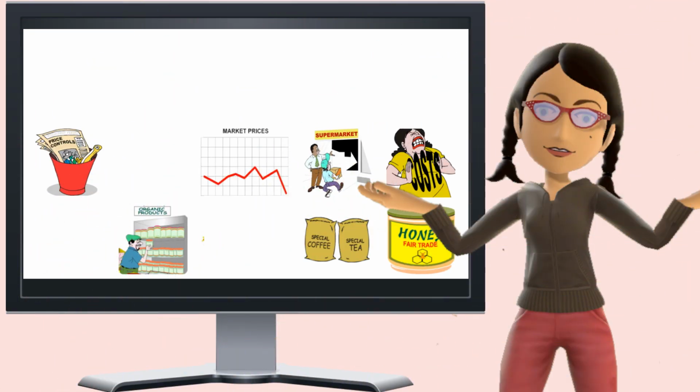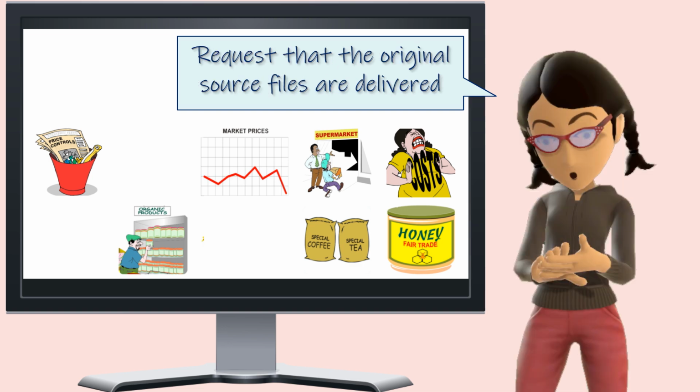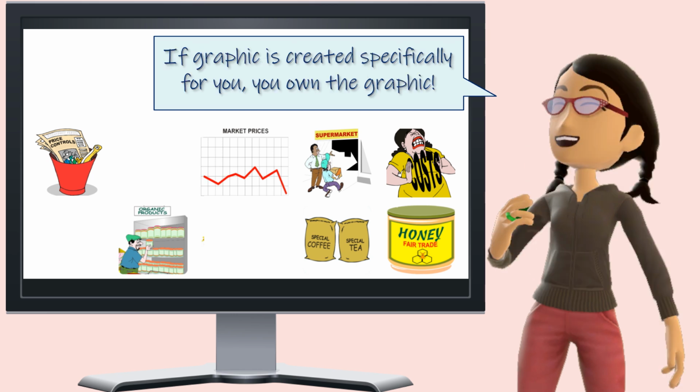If you must have text embedded in the graphics, then you need to have the source files with editable text layers. If someone else creates your graphic initially, request that the original source files are delivered, such as Photoshop or Illustrator. Even if you can't edit them yourself, someone else with the correct software can. Remember, if the graphics are created specifically for your company, you own that graphic, not the artist.